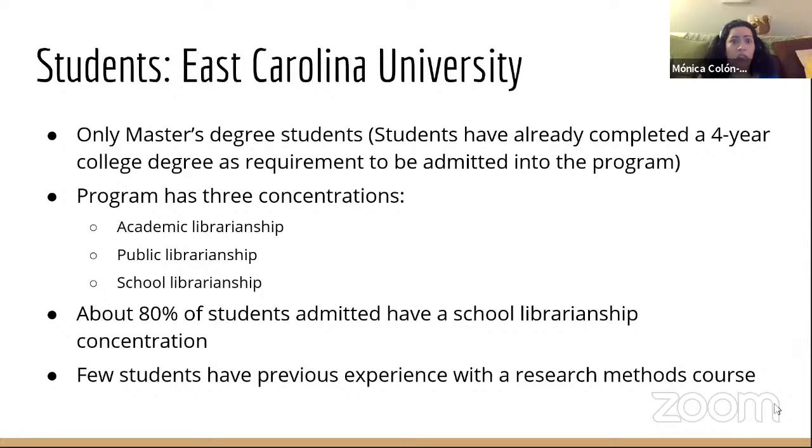Another thing that makes us a little peculiar in the case of the United States is that our program only prepares librarians. We don't support areas such as records management or archival sciences, which some programs in library and information science in the United States also include. We only prepare librarians in 3 areas: academic librarianship, who will go on to work at universities and colleges, public librarianship, and school librarianship. About 80% of our student body is admitted with school librarianship as a concentration.